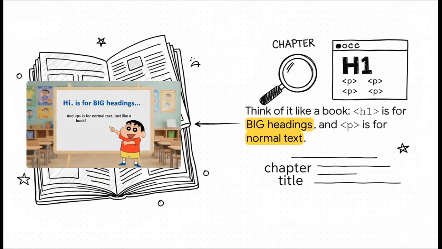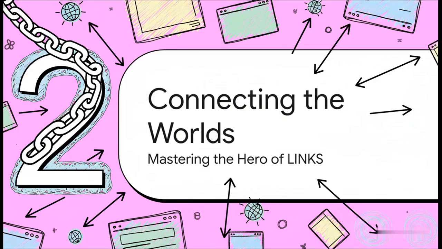You know, a really great way to think about this is like you're writing a book. The H1 tag is for your big, bold chapter title. It's the first thing you want people to see. And then the P tag is for all the normal paragraphs that tell the actual story. Simple, right? Okay, you've totally mastered text.